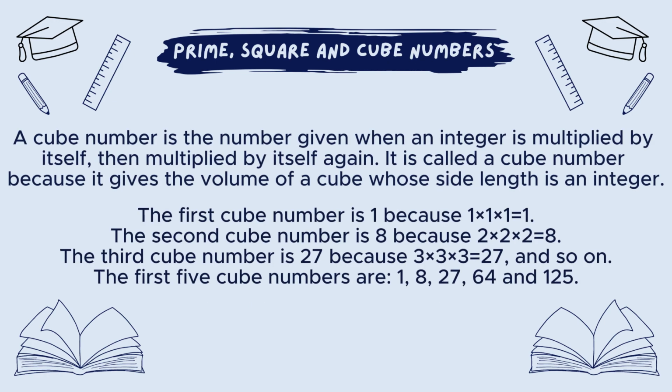A cube number is the number given when an integer is multiplied by itself, then multiplied by itself again. It is called a cube number because it gives the volume of a cube whose side length is an integer. The first cube number is 1, the second cube number is 8, the third cube number is 27, and so on. The first 5 cube numbers are 1, 8, 27, 64, and 125.